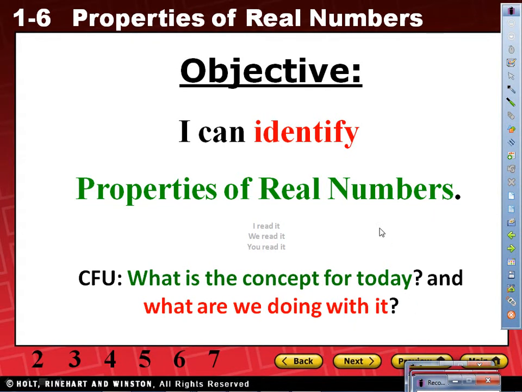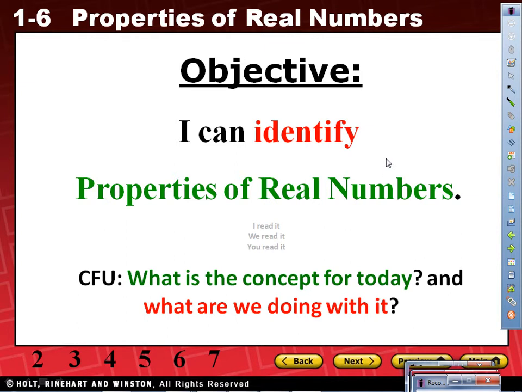Our objective for today: I can identify properties of real numbers. Let's read it together. 1, 2, 3. I can identify properties of real numbers. Now, we already started some of these properties, but today we're going to clarify some of the doubts that we might have on some of them.